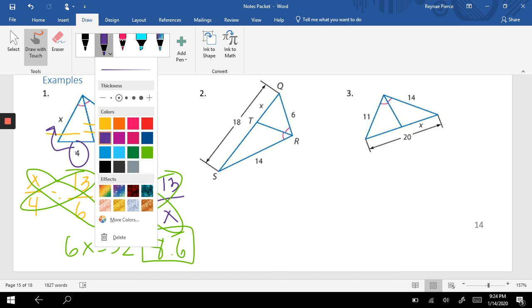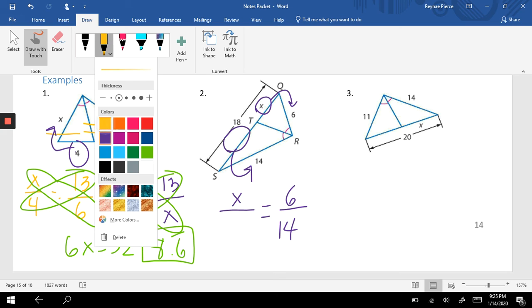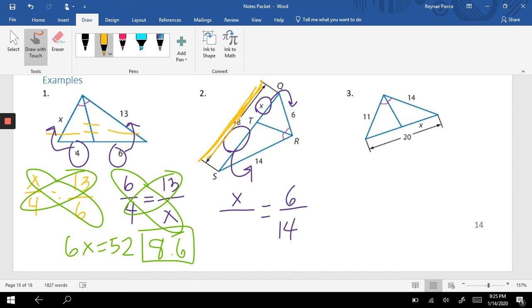Examples 2 and 3 here are a little bit trickier. Okay, so we still want to look at part and whole side and whole side. So I definitely know I want x over something and then 6 over 14. If I know this whole side here is 18, but I've already used x, this part here that's left over is going to be 18 minus whatever x is.